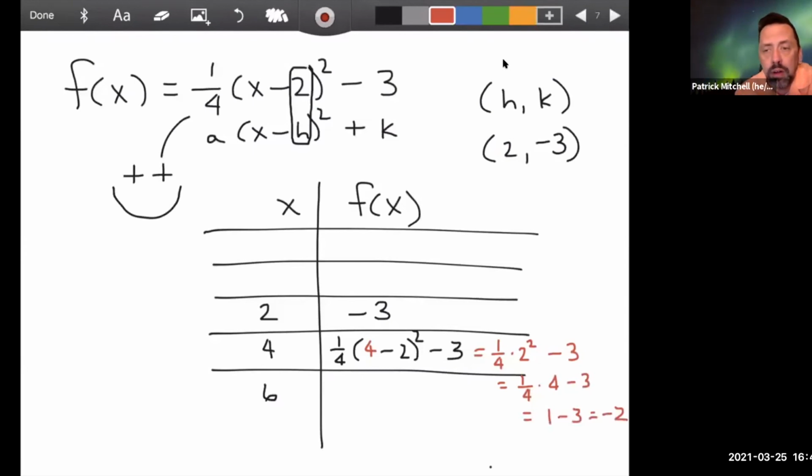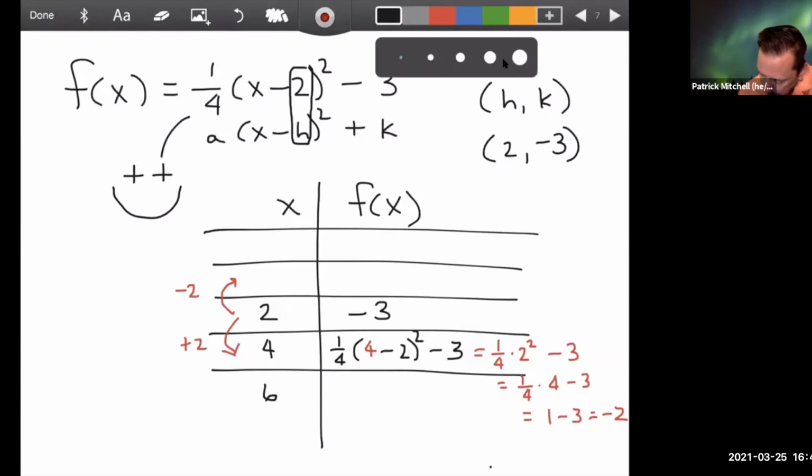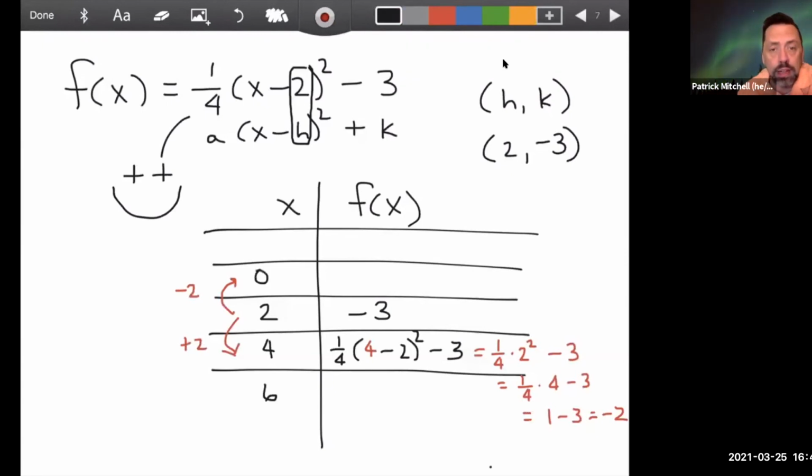So what would the mirror image of that point be? Let me make this a little bit clearer for you in case it didn't make complete sense before. The point where x equals 4 is 2 units to the right of the vertex. So now I'm ready to talk about the point that is 2 units to the left of the vertex, and that would be at x equals 0. So we know by symmetry that the y value that goes with that point is -2.